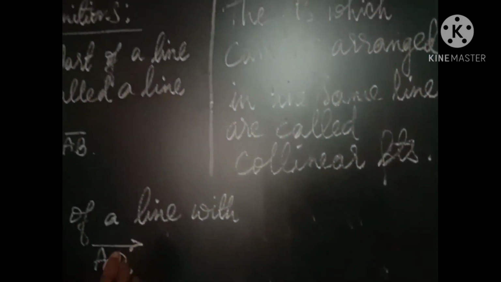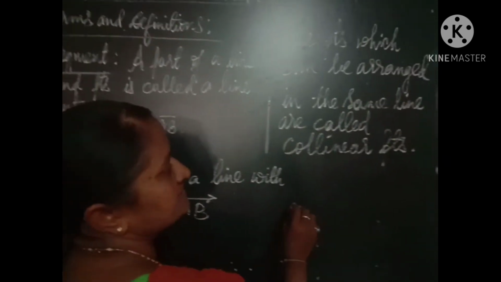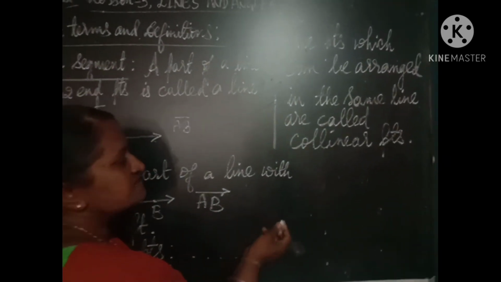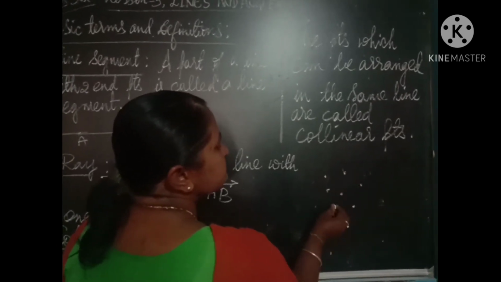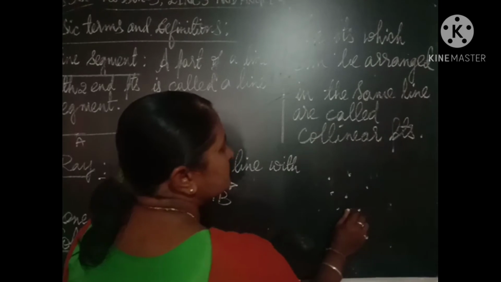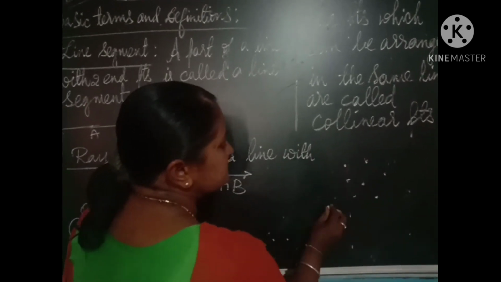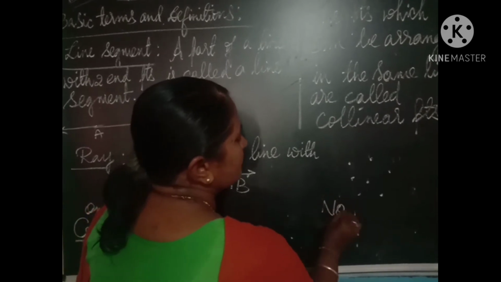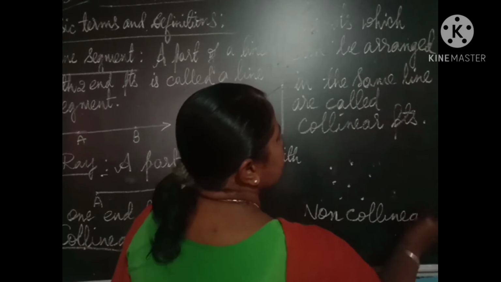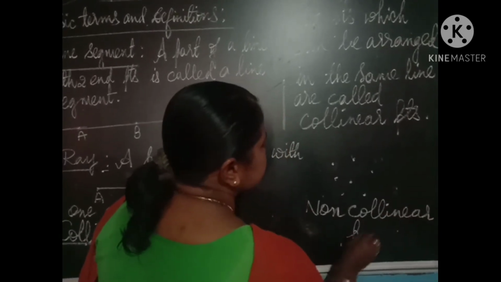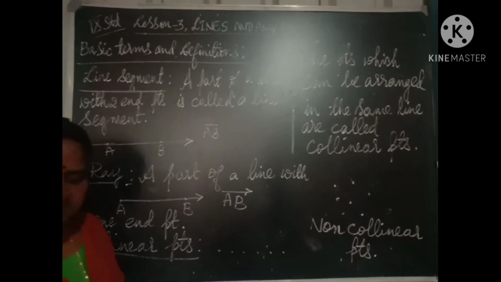In another way we can define collinear points: the points which lie on the same line. We can also draw points like this, but just see, these points are not on the same line. They are not lying on the same line, so such points are called non-collinear points. This is the third basic term.